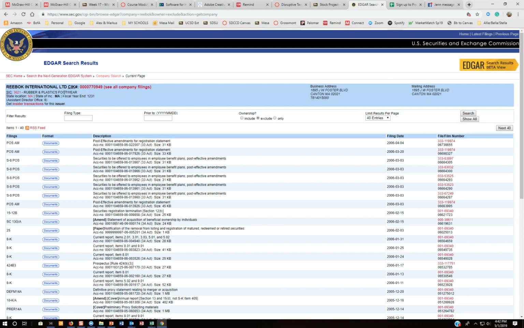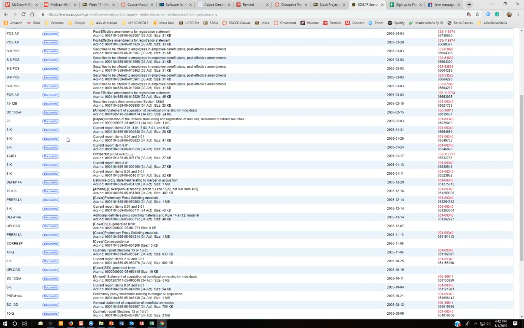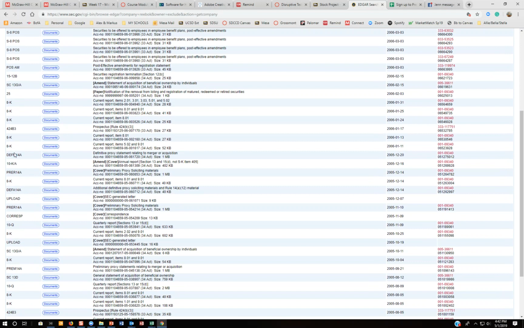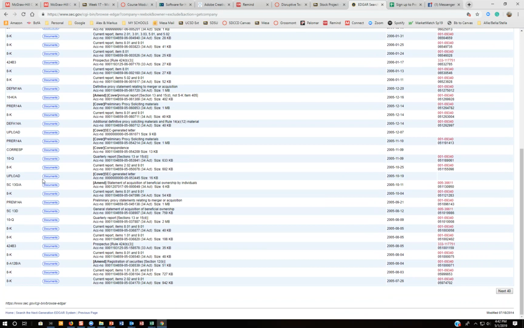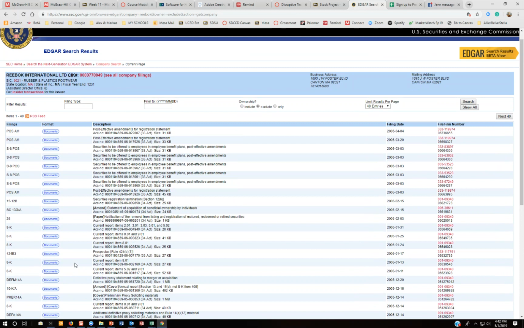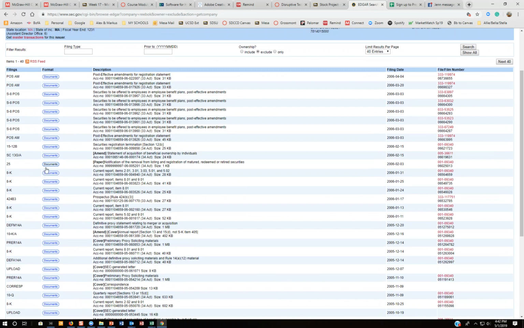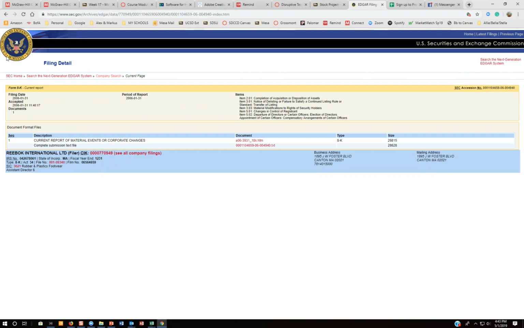This is my rubber and plastics footwear. Apparently that's the SIC that they're looking at. So where is my, okay, there's an 8K, an 8K. All right. So if I don't have a 10K, then I'm going to go look for my 8K. Oh, I did find it. Wait a minute.